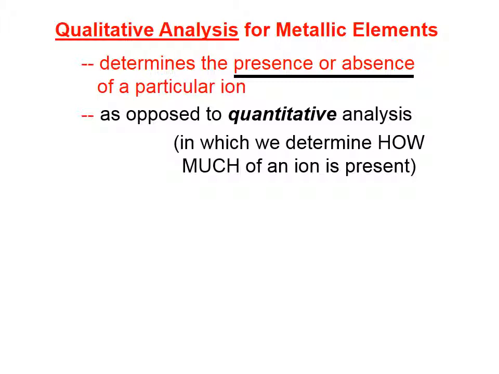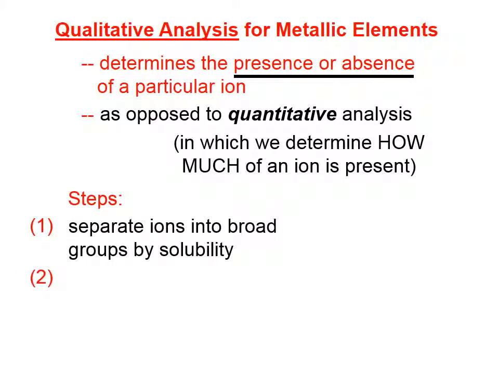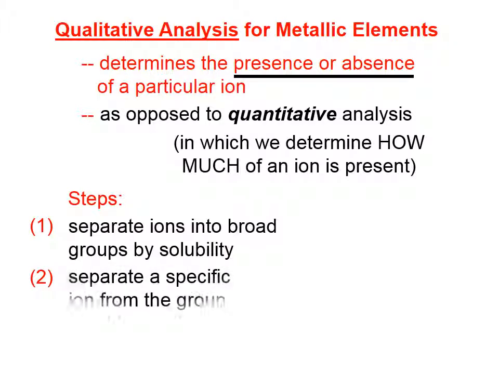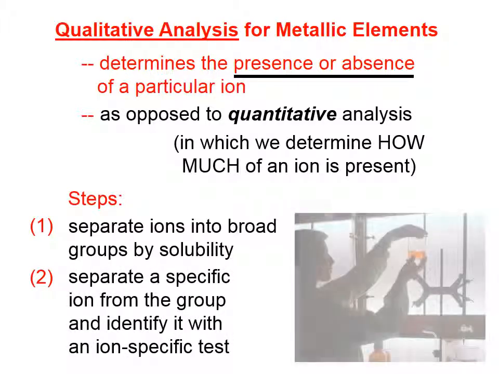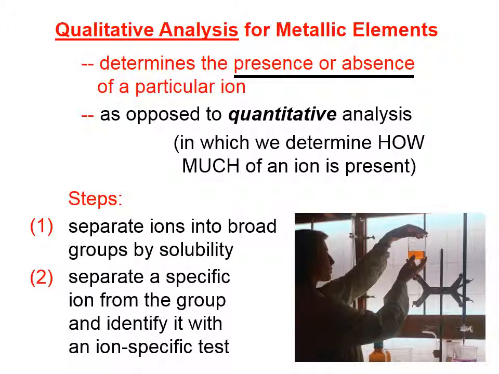We're just going to go through the general procedure for how we would do qualitative analysis. There are two steps in qualitative analysis. The first one is that we separate the ions into broad groups by solubility. Then we separate a specific ion from the group and identify it with an ion-specific test.